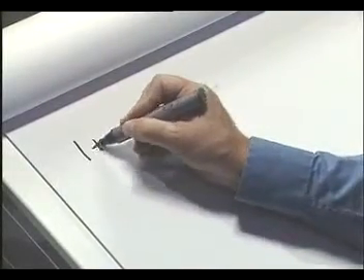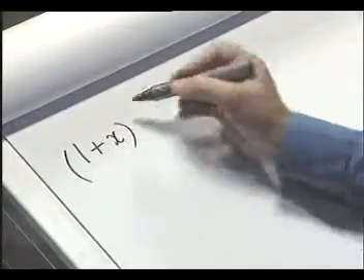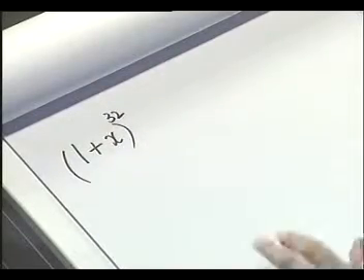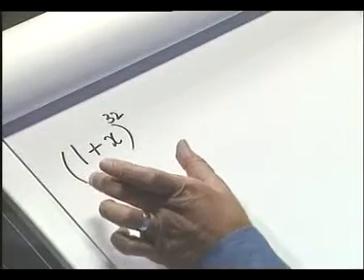Now, let's suppose we want to look at a more complicated problem. Suppose we want to work out (1 + x) to the power 32. Now, you'd never use Pascal's triangle to attempt this problem because you'd have to generate so many rows of the triangle. But we can use the binomial theorem.